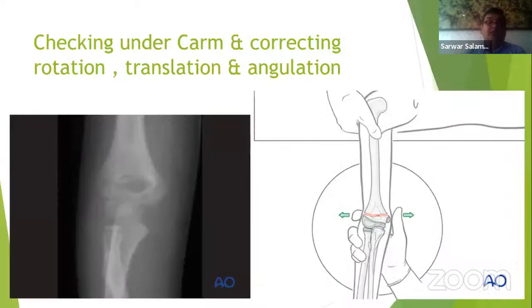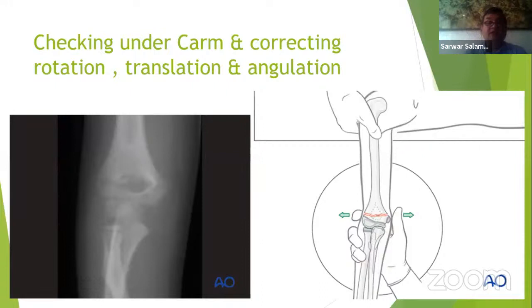And keeping the traction, we should now correct any translation or any angulation. Rotation, angulation, these things should be corrected now.